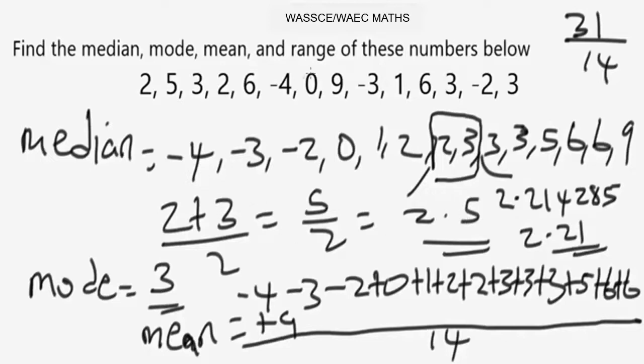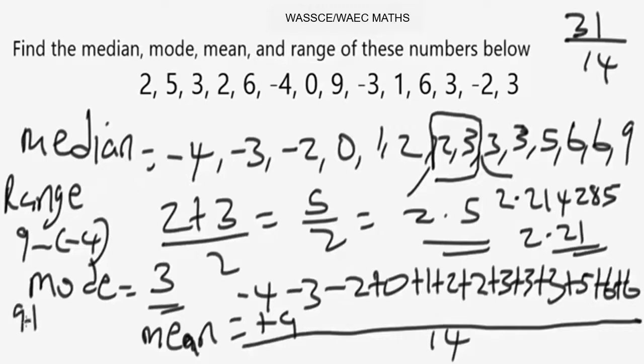All right, so lastly, to get the range will be the highest value minus the lowest value, and the highest value here is 9, so it will be 9 minus the lowest value here, which is what? Minus 4. All right, minus plus minus will give us plus, so this will now be 9 plus 4. All right, so which will give us what? 13. All right, so that will be the answer to this question of the range. So it's as simple as that, guys.